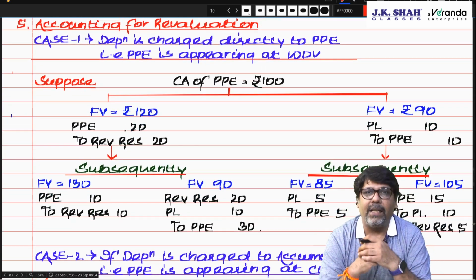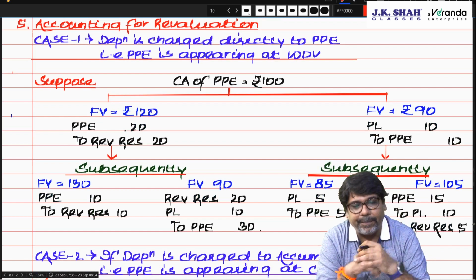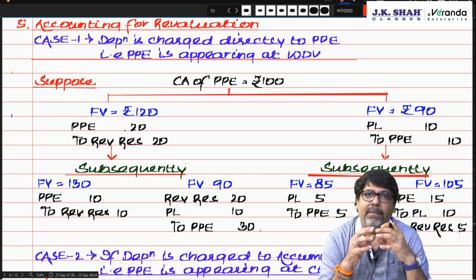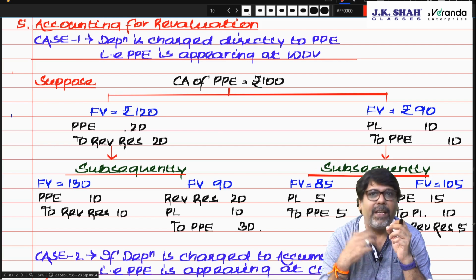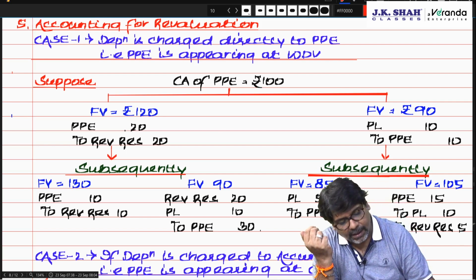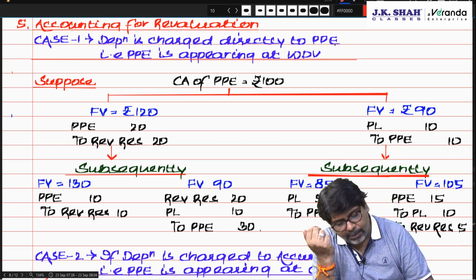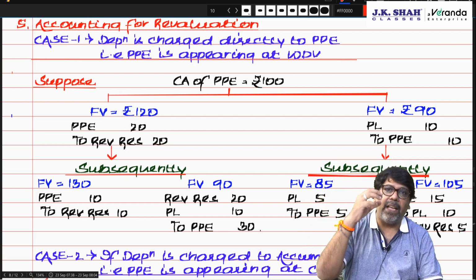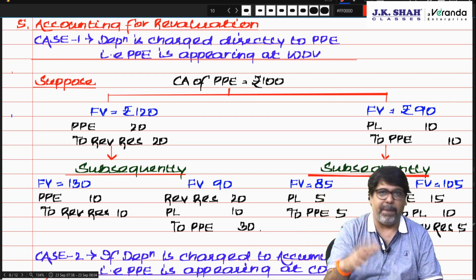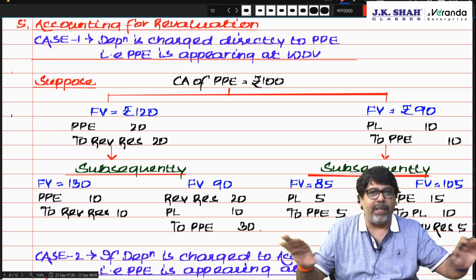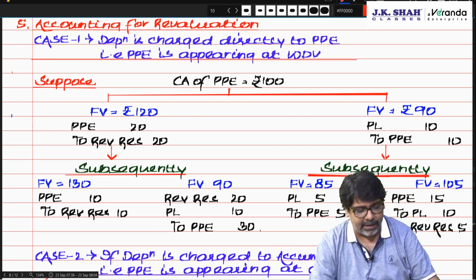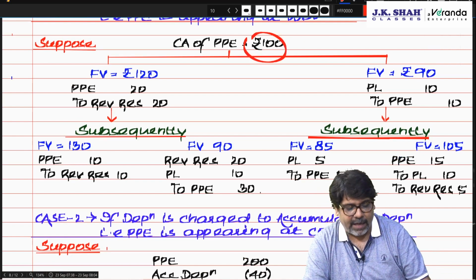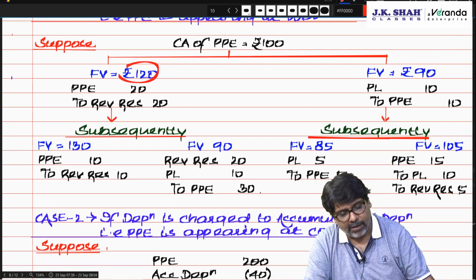Now, revaluation entries. Revaluation entries can be done in two ways, depending on whether we are maintaining a provision for depreciation or not. In the first case, depreciation is charged directly to PPE, that is PPE is appearing at WDV. That means we have passed the depreciation entry to PPE, so there is no accumulated depreciation, no provision for depreciation. Then how would we do revaluation? Cost of the asset 100, PPE has gone to 120.